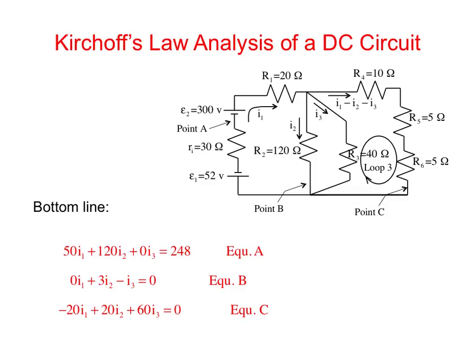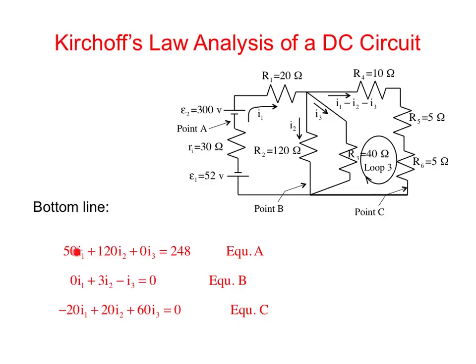So here are my three equations. This was equation A, equation B, equation C. I have three unknowns. I need to solve these things simultaneously. If you try to do it algebraically, I guess, the easiest way to do this particular combination of equations is to notice that there's an I2 term in each one of these.